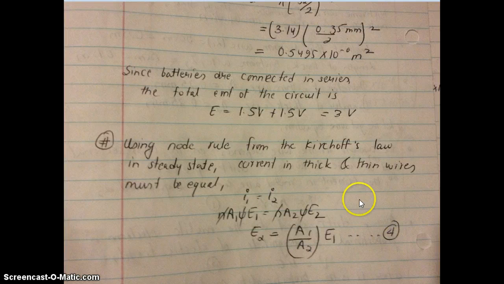Now using the node rule from Kirchhoff's law in steady state, which says the current in the thick and thin wire must be equal, that is I1 must be equal to I2, then nA1uE1 equals nA2uE2. So u and n cancel out, and we get the relationship E2 equals A1 by A2 multiplied by E1, as equation 4.